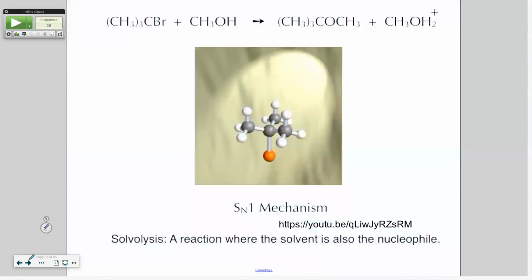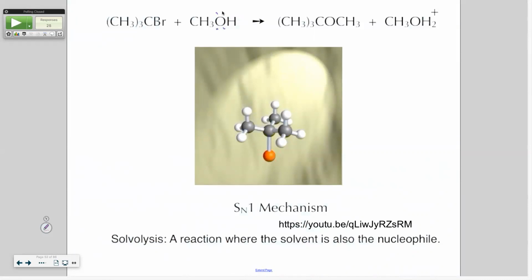All right, so this is the same reaction except they're using methanol instead of water. So what do you think is going to happen first? What leaves? The alkyl halide, right? The halogen leaves. And then what adds? What does this O have on it? 2 lone pairs, so it's going to function as the nucleophile. It's going to add to your carbocation.